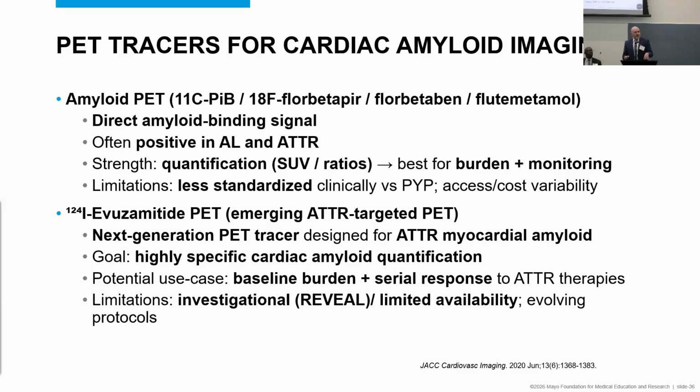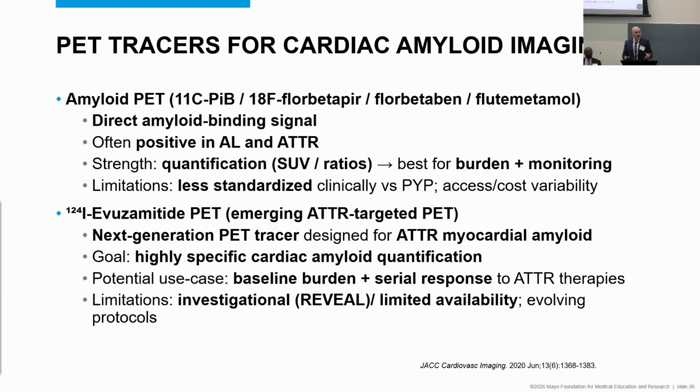Looking at the PET tracers that are available at the moment, there are 4 different tracers. These can be either fluoride tracers or 11C tracers. They can look at direct amyloid binding. The strength is that they can quantify it. Compared to the surrounding tissue, you can look at the uptake and the ratio, which allows us to look at the burden and response to therapy. The limitation is that it is less standardized clinically than PYP.